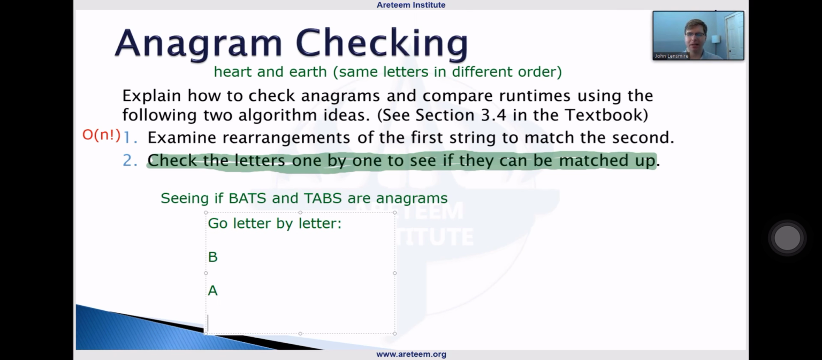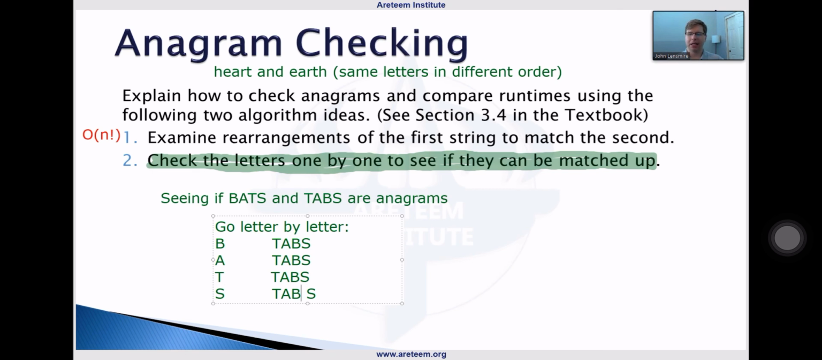Then we have an A, then we have a T, then we have an S, right? So we're looking at these letters one by one in this scenario. We have our 4 letters in bats, and each time we're going to be looking at tabs. So we have tabs in each of these scenarios. And let me separate my tabs a little bit, so I have some room to work here.